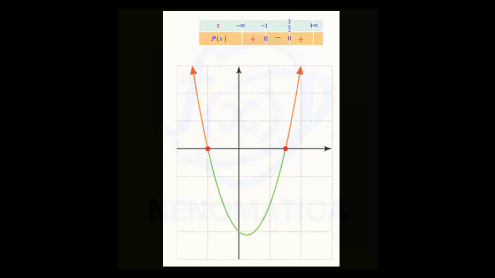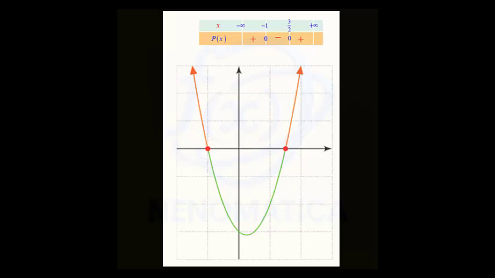We draw axes and plot y equals 2x squared minus x minus 3. Mark the x-intercepts at negative 1 and 1.5. Observe that the curve is above the x-axis for x less than negative 1 and for x greater than 3 halves and below the x-axis between the roots. This perfectly matches our sign table.